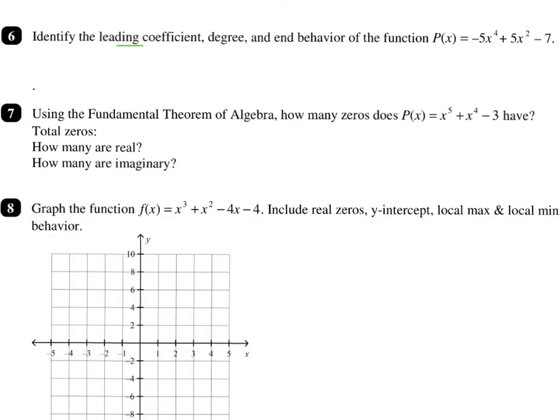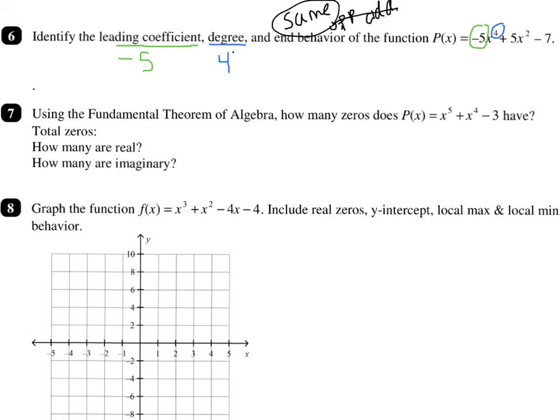For number 6, the leading coefficient is the very first number, which is a negative 5. The degree is the highest exponent, which is a 4. So the degree is 4. And the end behavior is which way the arrows point. So do they point the same way, or do they point opposite ways? Well, I remember the little trick. If the degree is odd, then the arrows point opposite. So do we have an odd degree? Nope, our degree is even. So that means that the arrows point the same way.